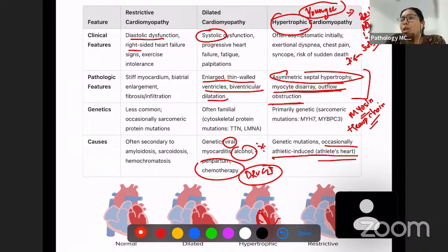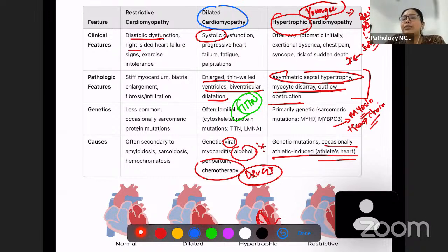So as we saw in hypertrophic cardiomyopathy, we had myosin heavy chain. In this, we have to remember a protein which is titin protein, which is associated with familial dilated cardiomyopathy. Titin is associated with familial dilated cardiomyopathy.